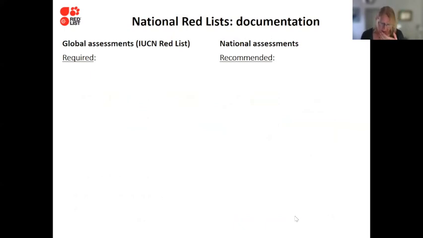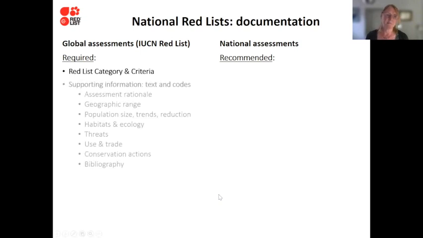So what about documentation and supporting information for national assessments? Well, I'm going to compare the global and the national assessment situation here. For a global assessment on the IUCN Red List, there is a series of required supporting information that has to come along with every global assessment that we process on the national and the global Red List. So first, of course, you have to have the Red List category and criteria. So the code for the category and the code for the criteria. And that needs to be supported by information in the form of text and codes. We have classification scheme codes for threats, habitats, conservation actions, etc.